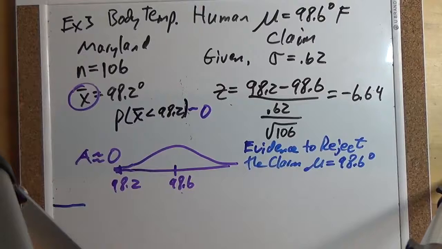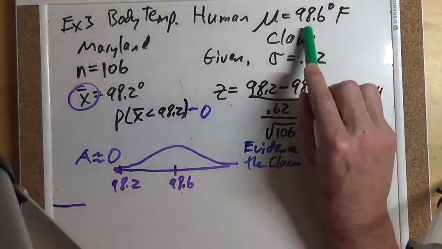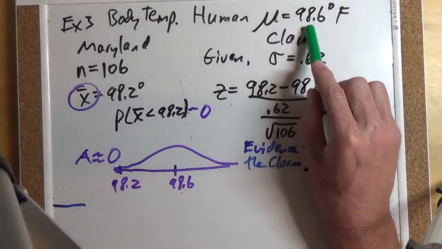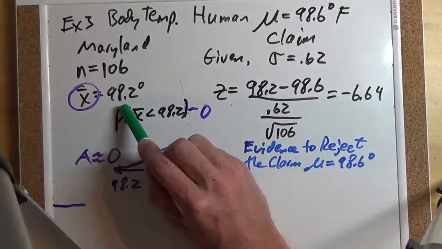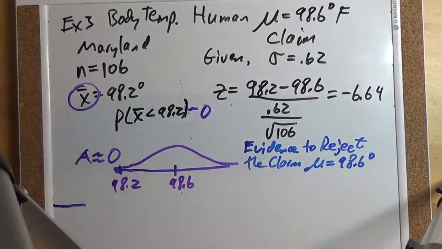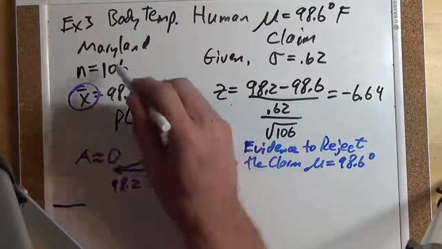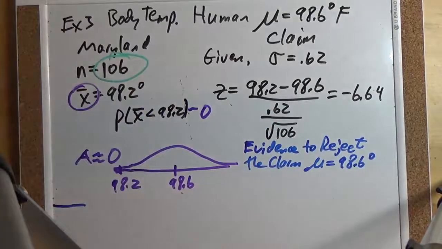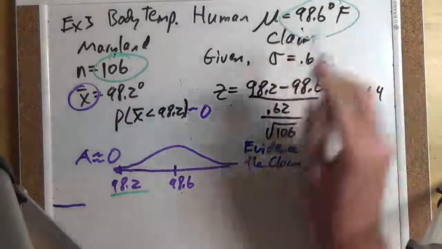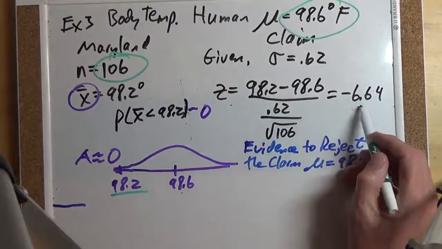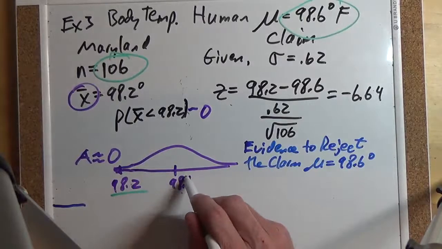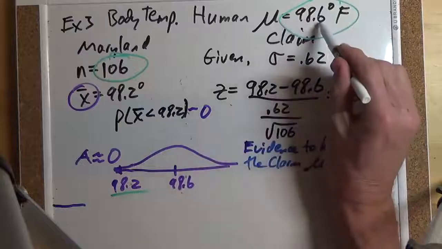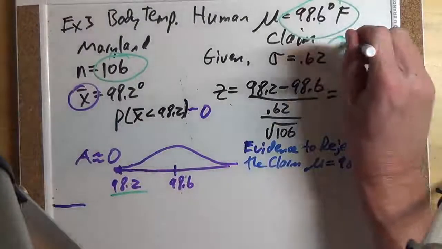So essentially, here's what happened. We had a claim. This is what I grew up on. Yeah, your normal temperature is 98.6. There's a research project. Oh, we're getting a mean of 98.2. What this is saying is the probability that you go and select 106 random people and you get a mean of this is so low if this is true, because it's so far away from here, 6 standard deviations, that wait a minute, I don't think this is from this population. I don't think this is true. So I reject it.